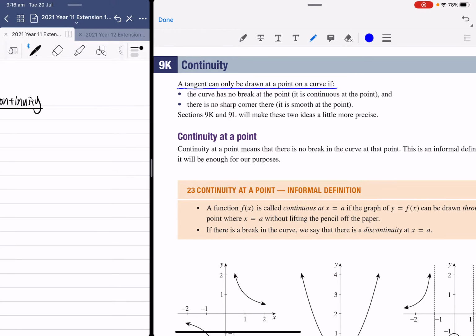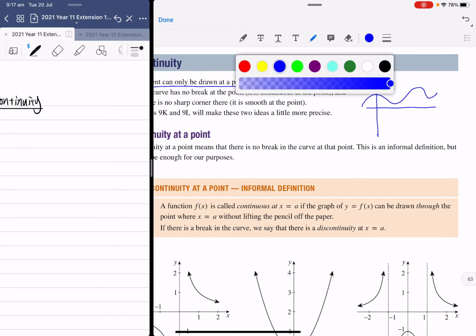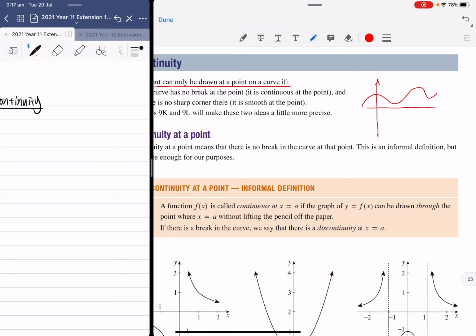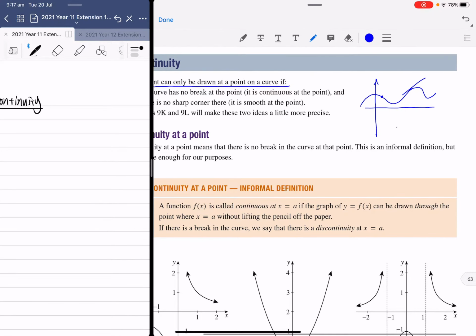Previously, we were always talking about a tangent of the curve. So for example, if we have a curve going this way here, then we can always draw a tangent on the curve. So for example, if there's a point here, we can actually draw the tangent at this particular point. If there's a point here, we can also draw a tangent as well.